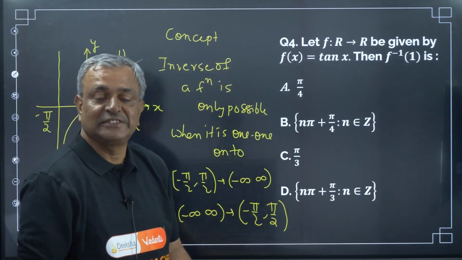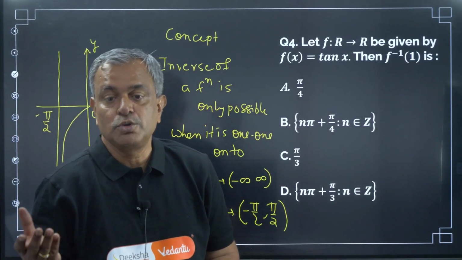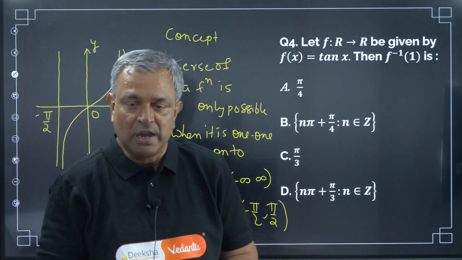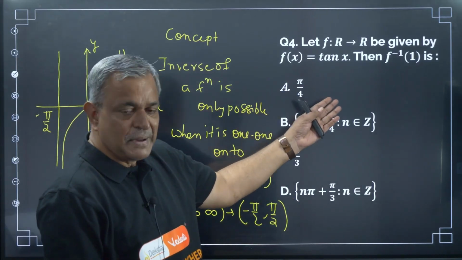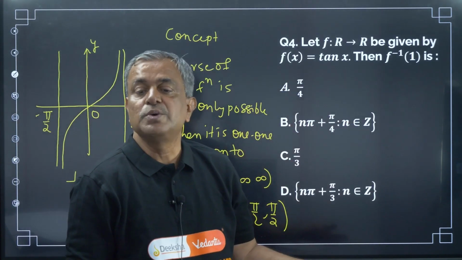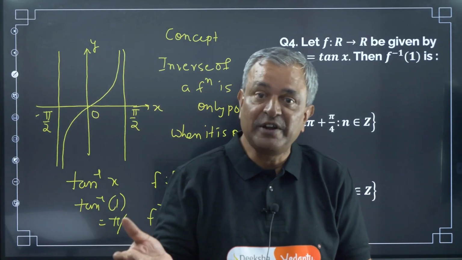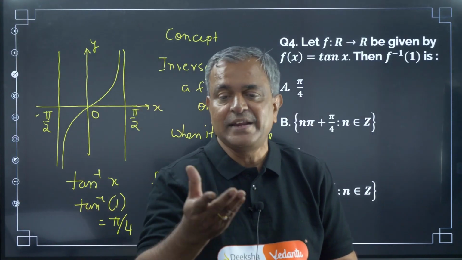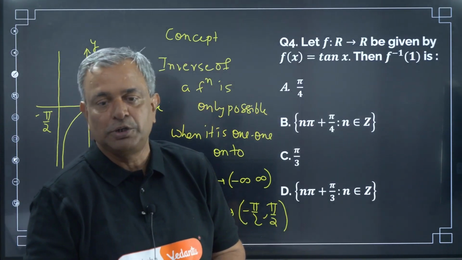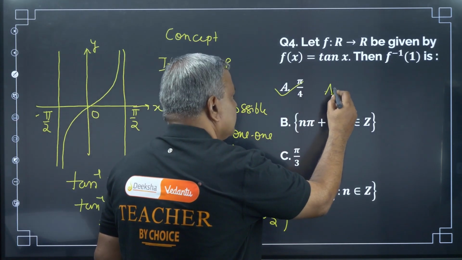Okay. Now what happens when a problem comes and you are confused, because in the classes the teacher has taught 1-1 and onto, and you come across this problem? What you do is, because you have to save time, and even if it is wrong or right according to the examiner, you write tan inverse 1 is equal to pi by 4. So this option A is correct.